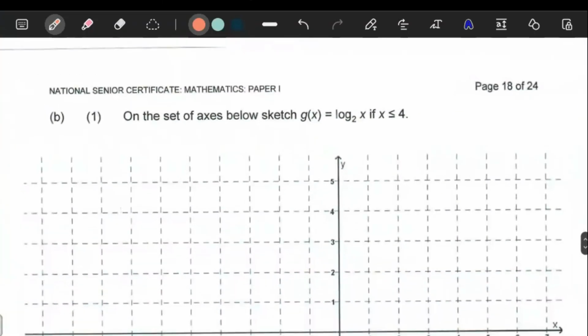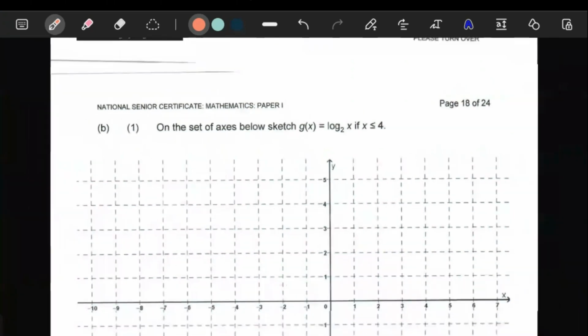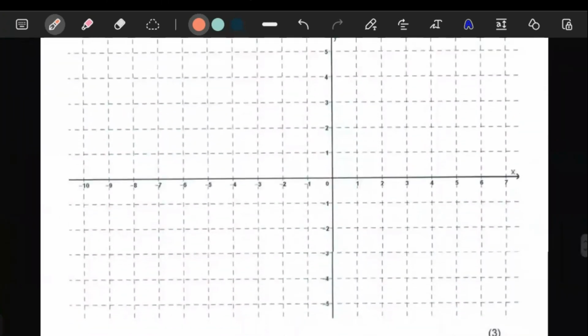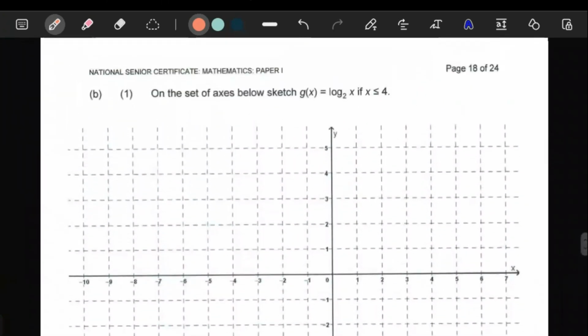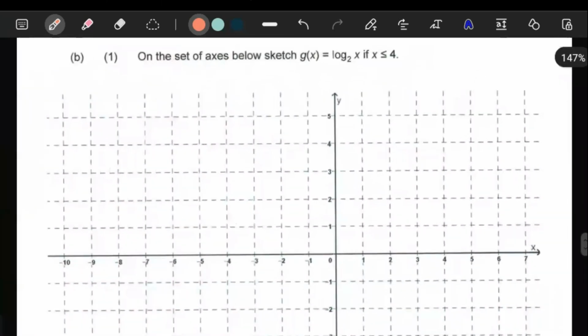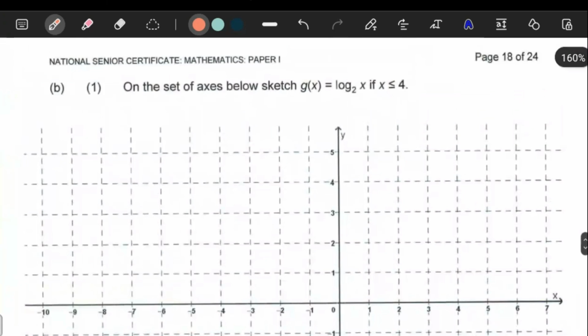So let's see. B here says on the same set of axes right below, sketch the graph of g of x. Interesting. So if you're going to sketch the graph of g of x, it's a 3-mark question. The straightforward idea is to just use the table method in your calculator.